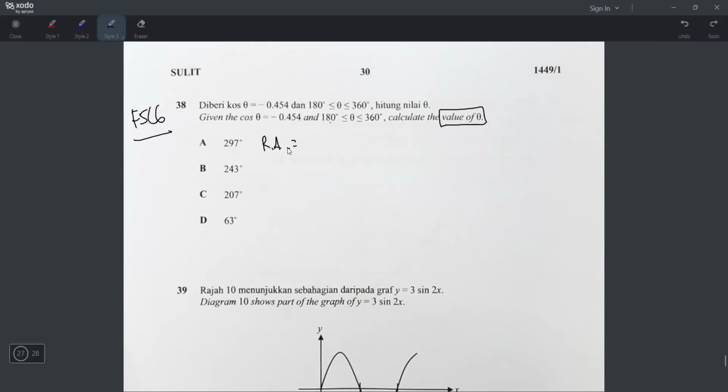your reference angle. And how to get your reference angle? You have to press shift cos 0.454. Cannot press the negative. After you get your RA, then only you convert to the quadrant you want. Okay, so let's check which quadrant first.